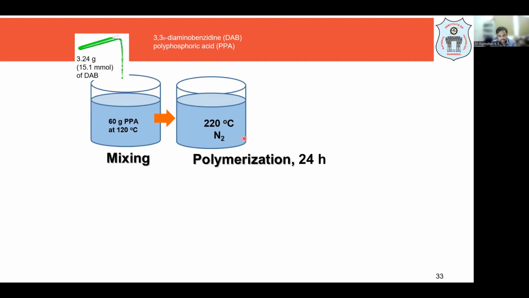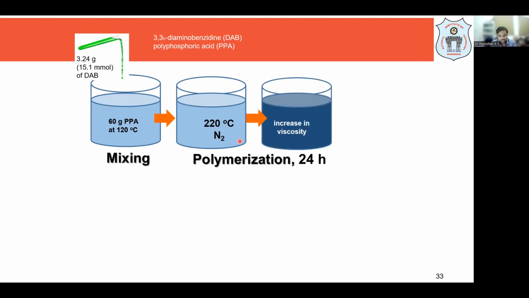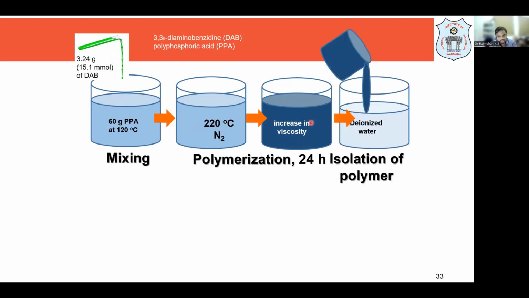So polymerization is taking place. What happens? The polymer is formed. A change in viscosity will be observed. That is the indicator that the reaction is taking place. So the viscosity of the solution, initial and final, is going to be different, and we can observe that there is an increase in the viscosity of the final product which is being formed.